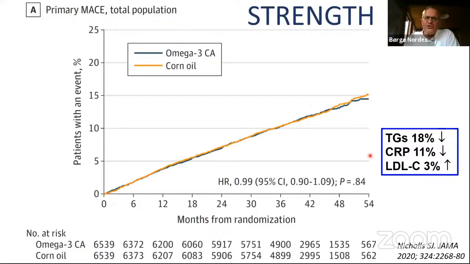And then there's the very surprising STRENGTH trial that was published in 2020 in JAMA. From the surface, you would say very similar results, very similar studies. The only difference is that the omega-3 fatty acid was a composite of EPA and DHA, while REDUCE-IT was EPA only. But here, the comparison was corn oil, which could be beneficial, so that could explain part of it. Here we saw an 18% triglyceride reduction, a CRP reduction of 11%, and an LDL increase of 3%. This is probably not important because triglyceride abundance went down.